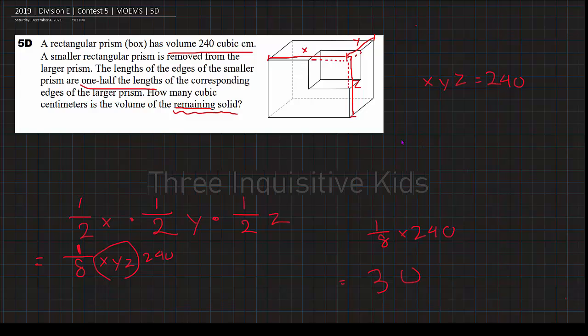Actually, what we're supposed to do is take the larger prism and subtract the smaller prism's volume from it. And then we'll get 210. So actually the final answer is 210 cubic centimeters.